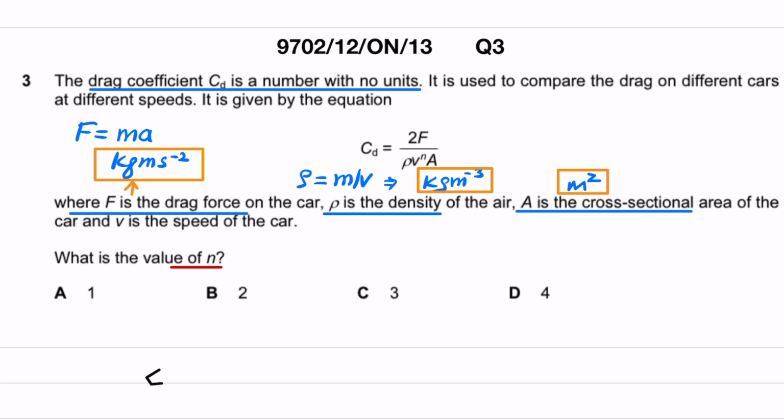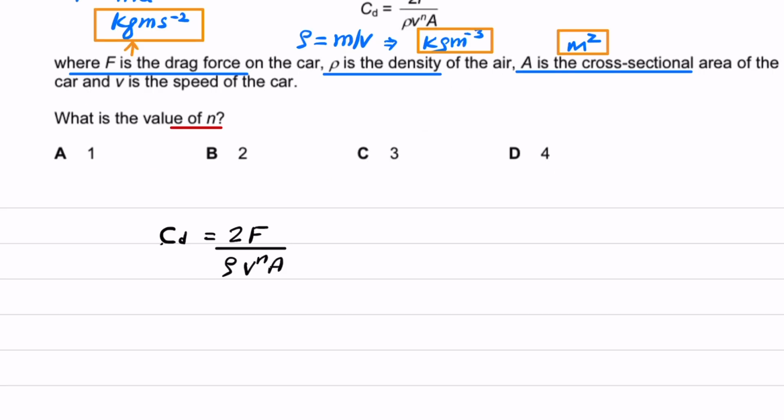So let's rewrite the equation now. What is the equation? CD equals 2F over rho v power n times A. Now we will be dealing with this equation. So the first thing we do is we will plug in the units, but we should consider that CD has no unit. So we will write 1 in place of CD. And what about 2? 2 is a number with no units. We will ignore 2, of course. So what I did, I put the unit for F, that is kilogram meter per second squared. Now I'll put the unit for density, v and A, and I'll ignore 2.